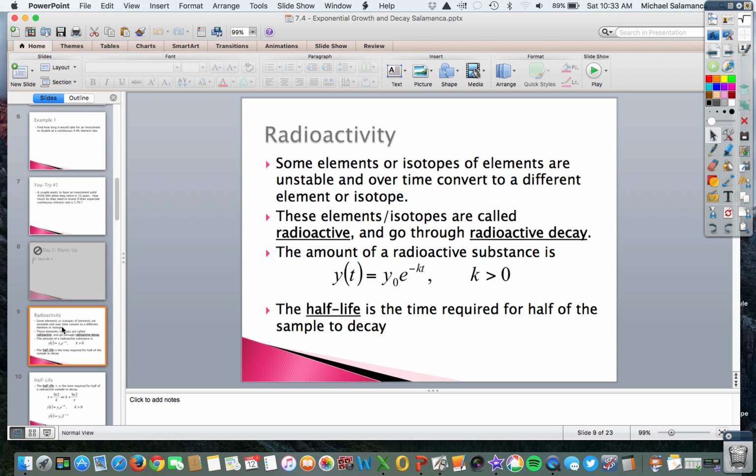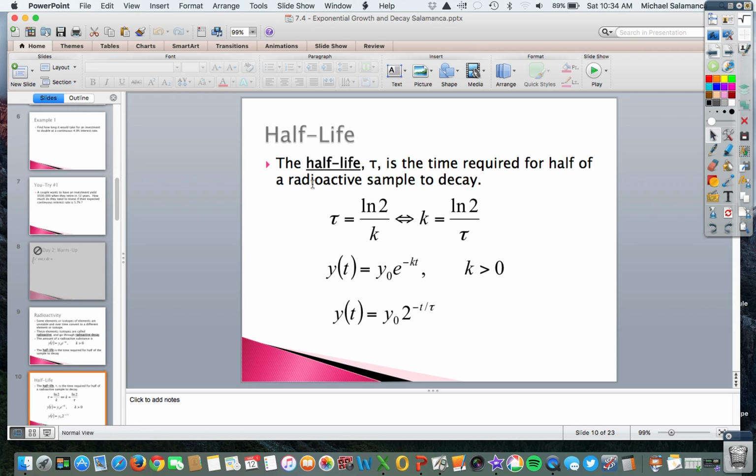So the amount of radioactive substance is defined by y of t equals y naught, or y sub 0, times e to the negative kt. Again, negative because we want it to be decay. The half-life is the time required for half of the sample to decay, hence half-life. Now, half-life, or tau, which is like a little t with a squiggle at the end, or half of a pi sign, is the time required for half of the radioactive sample to decay. So we look at tau equals ln2 divided by k, and we know that k is equal to ln2 divided by tau.